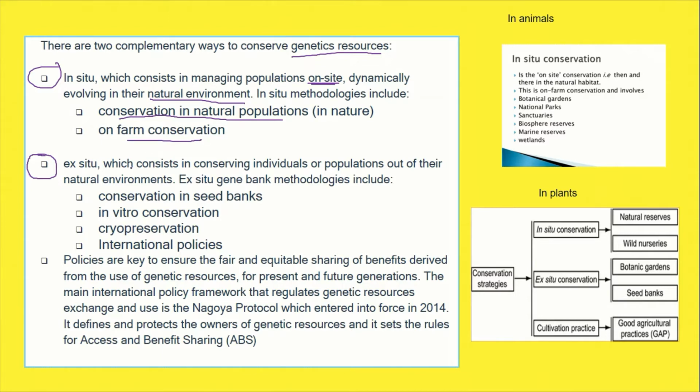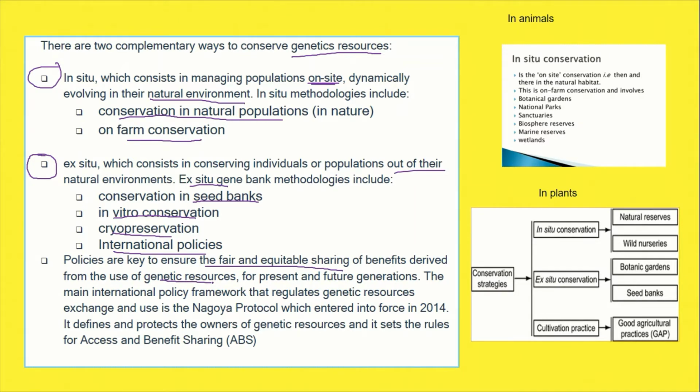Then ex situ usually will consist of conserving individuals or populations out of their natural environment. So ex situ, we have the gene bank methodologies. So conservation in seed banks, what we call in vitro conservation, cryopreservation, and of course through international policies that will ensure fair and equitable sharing of benefits that are derived from these genetic resources for present and future.